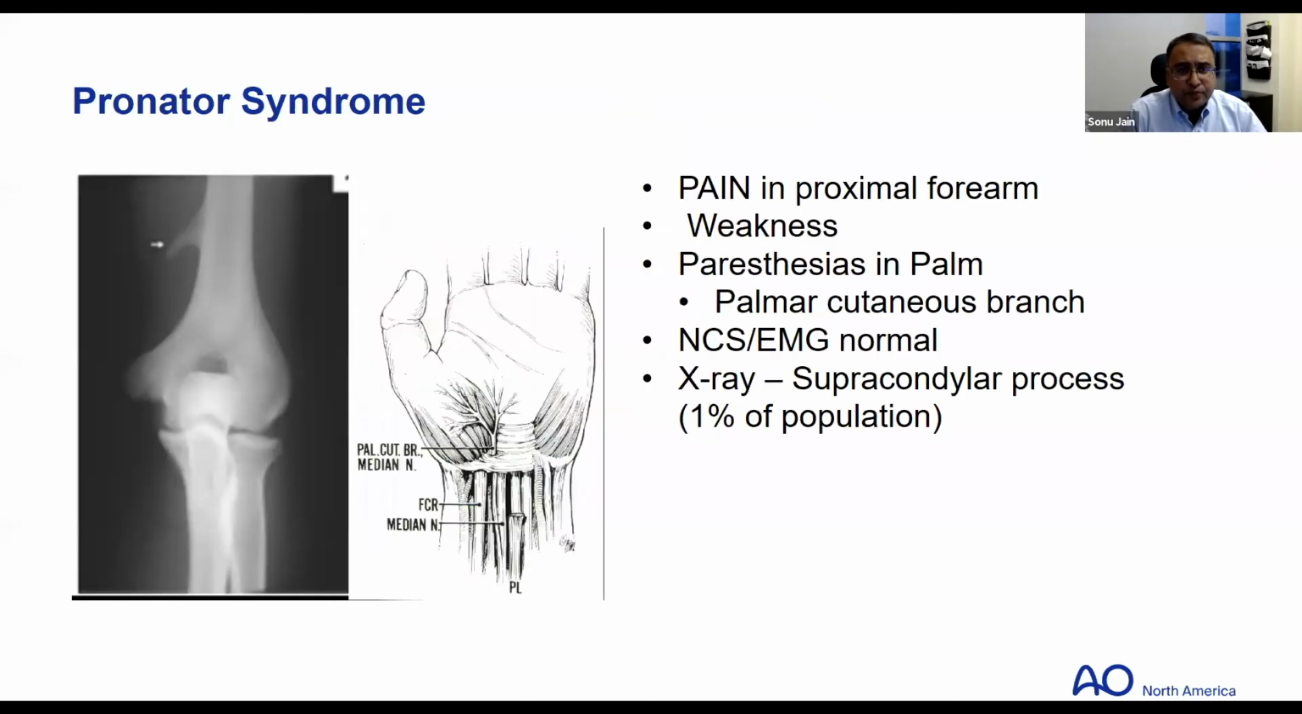And then we have pronator syndrome, which is pain in the proximal forearm. You get weakness, paresthesias in the palm, median palmar cutaneous nerve. You actually get a normal EMG here, and 1% of the population has this supracondylar process right here, which can be a sign that this may be a problem that this patient may have.